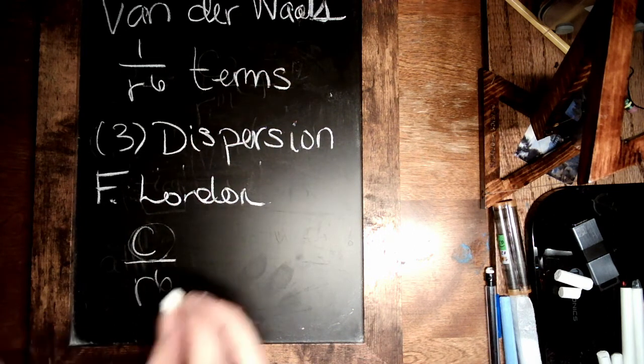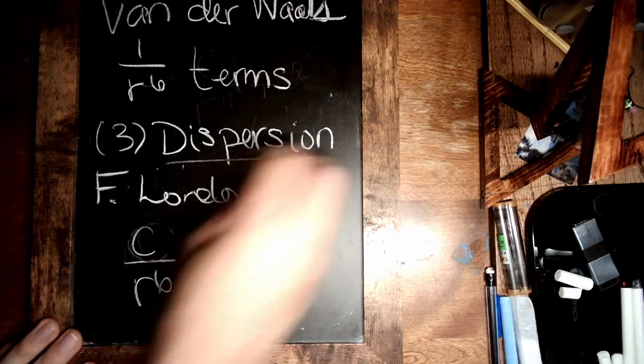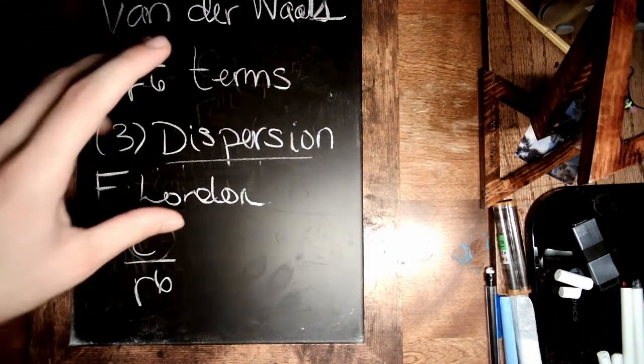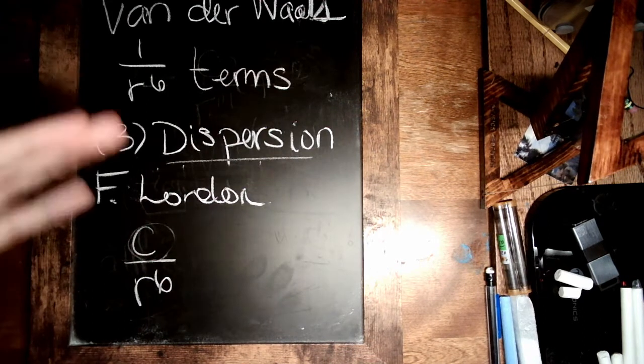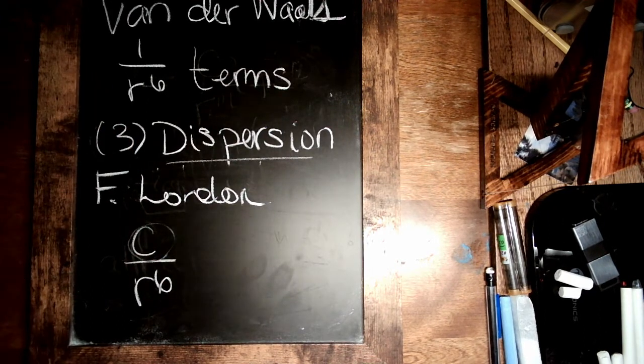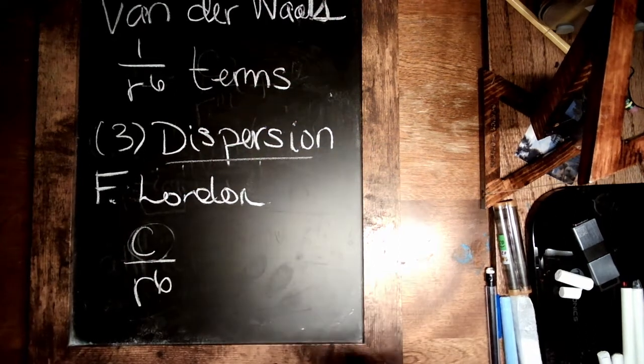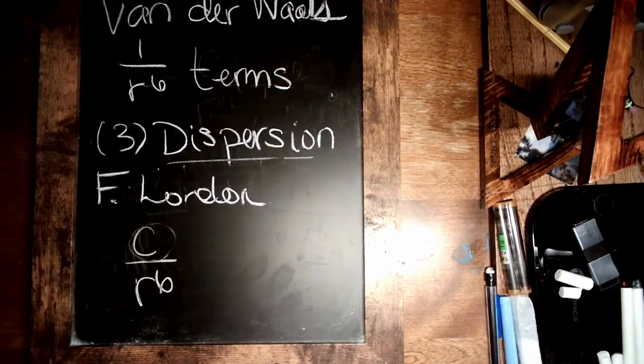But I think a good point is, what is the word dispersion here? What does that mean? The other terms had some meaning to us. Orientation had to do with the orientation of the dipoles. Induction had to do with inducing a dipole on the other. Why is this called a dispersion interaction?